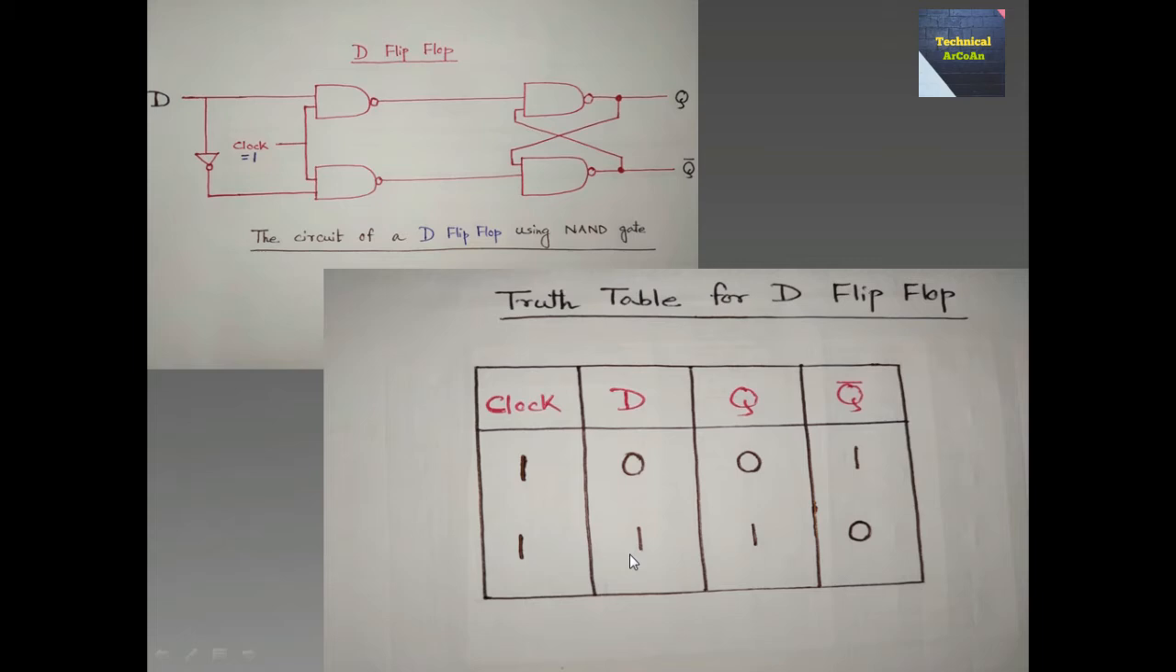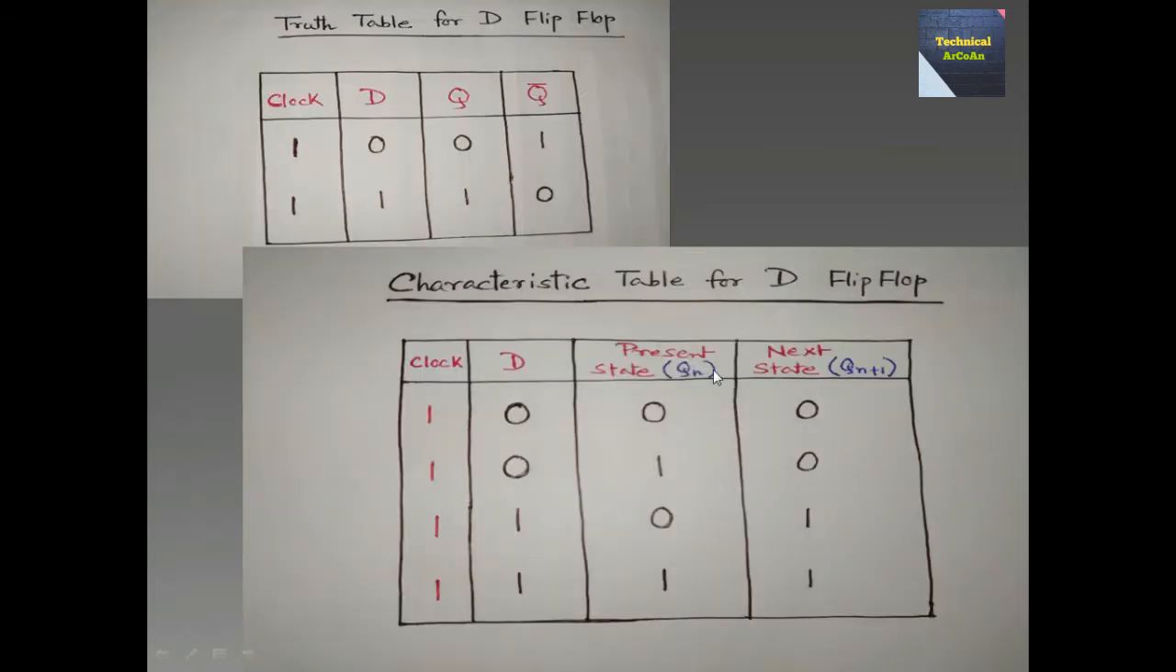And when D value is 1, the next state is always 1, means whatever the present state 0 or 1, the next state is always 1, and the Q complement is just the reverse of Q. If Q is 0, Q complement is 1. If Q is 1, Q complement is 0. Now this is the characteristic table for D flip-flop, which I got from the truth table for D flip-flop.